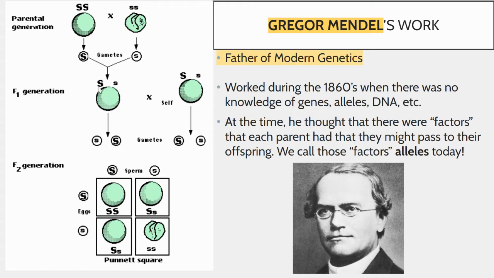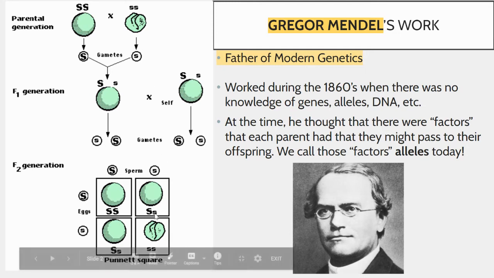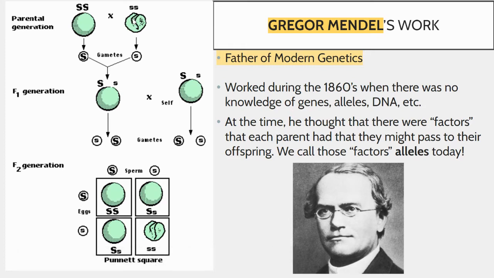Then he crossed one from that generation, which had half the genes from a round one and half from a wrinkly one, with another one just like it. And he found that of those offspring, 3 out of 4 were round, and 1 out of 4 was wrinkly. He was like, well, that's interesting, because that one's wrinkly, and that looks like basically its grandparent. So where did that trait come from? Well, it got passed down somehow.